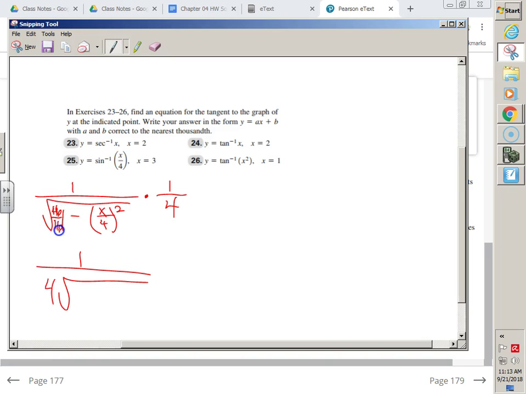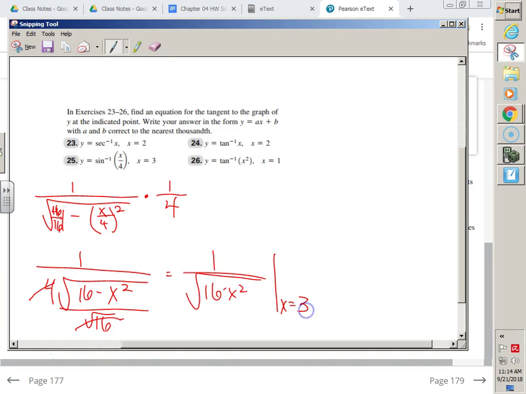16. So multiplying 1 by 16 over 16, or seeing 1 as 16 sixteenths, I get 16 minus x squared all over the square root of 16. Remember, we can split up fractions. Multiplication, division, we can split up with square roots. Oh, hey, 4 and root 16 simplify, they're the same thing. Such that x is equal to 3. 3 squared is 9, 16 minus 9 is 7, 1 over root 7.